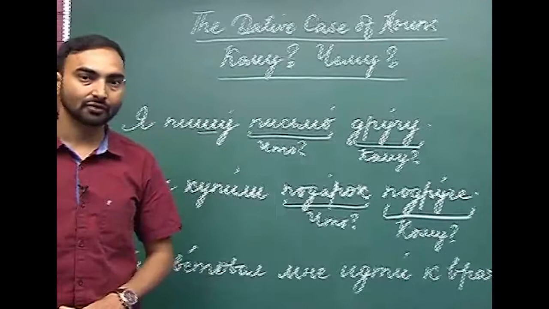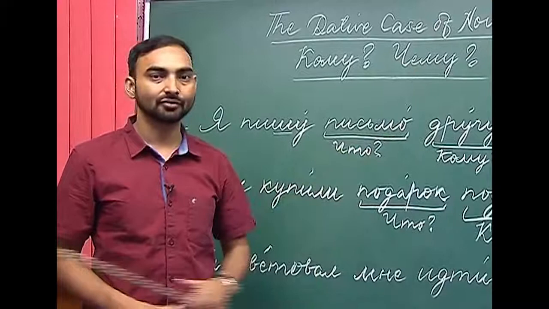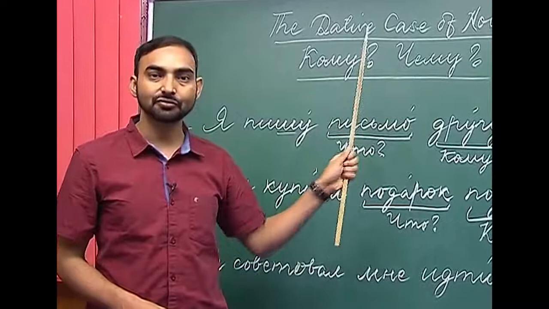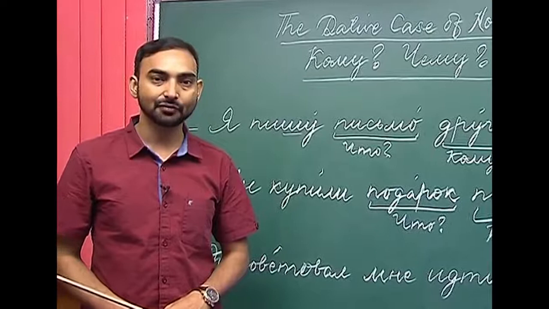So this was the first use of the dative case of nouns. So what was the use? The dative case of nouns is used to denote the indirect objects. We will now discuss some other uses as well.